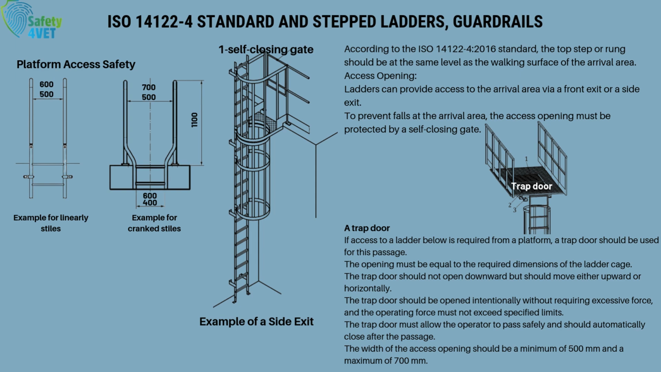On platforms, trapdoors can be used to access lower-level ladders. These doors should open upward or horizontally to ensure safe passage and should automatically close after the transition. The width of the access opening should be between 500 and 700 millimeters.